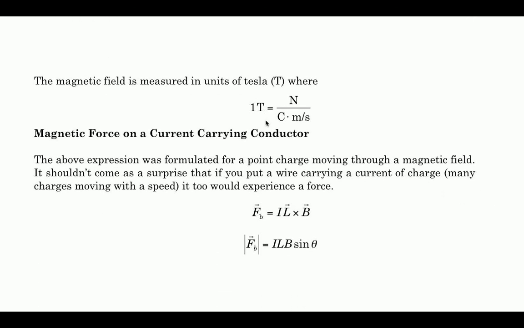Magnetic field is always measured in units of Tesla, and 1 Tesla is defined as 1 Newton per coulomb meter per second.